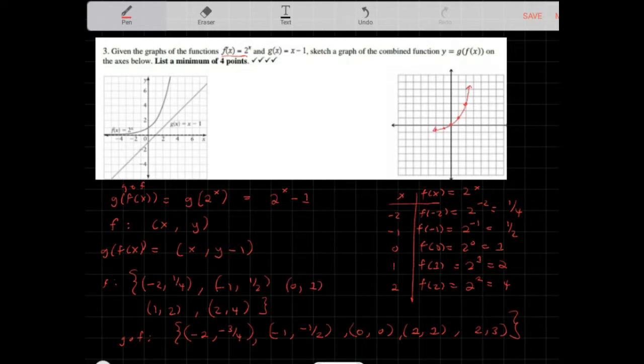Okay, so that's our sketch of our function, right? And it's basically our original function shifted 1 unit down. Okay, so it's a vertical shift 1 unit down. But you can just refer to these points and plot them to represent the shape of the graph.